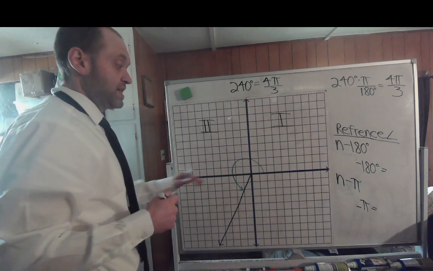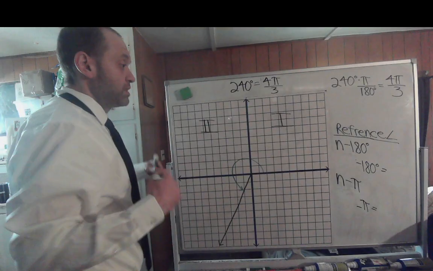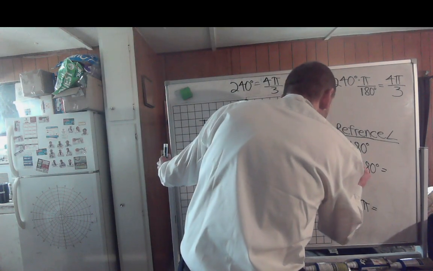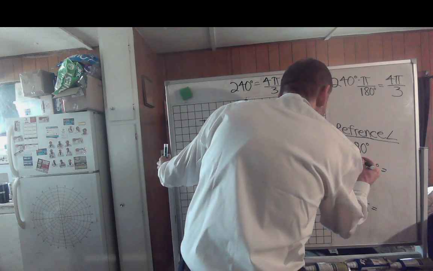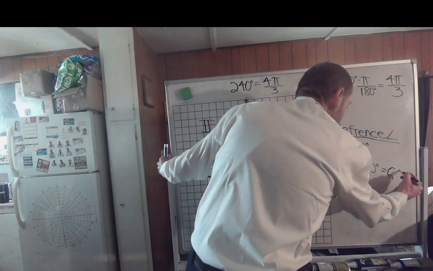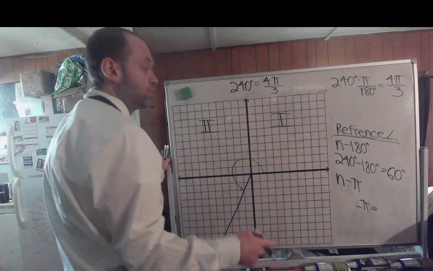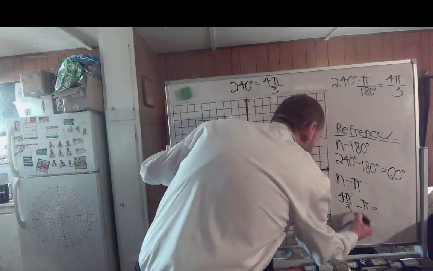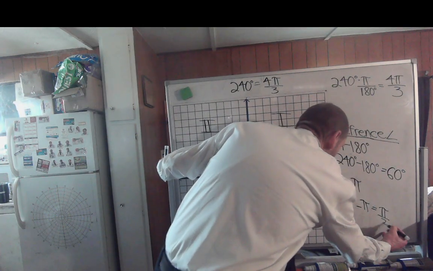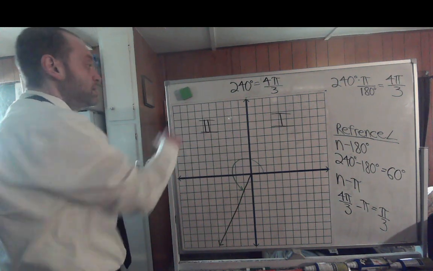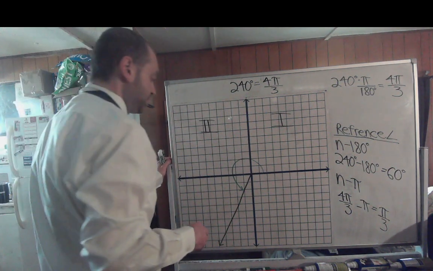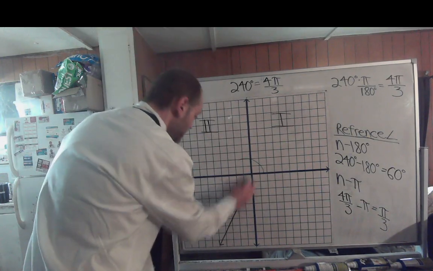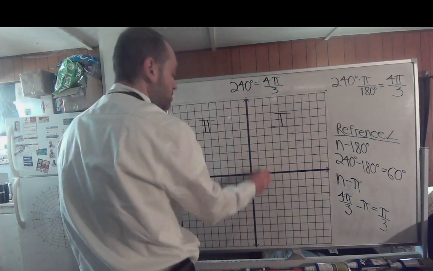Now what's your reference angle? Well, you're going to take that 240 degrees minus 180 degrees. This actually acts as a 60 degree reference angle. Or if you want to do this in radians, take 4 pi over 3 minus pi, you would just get a pi over 3 reference angle. All right. And then, of course, let's do the 270.